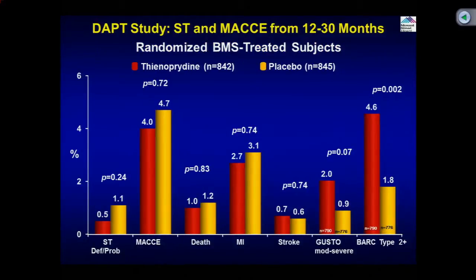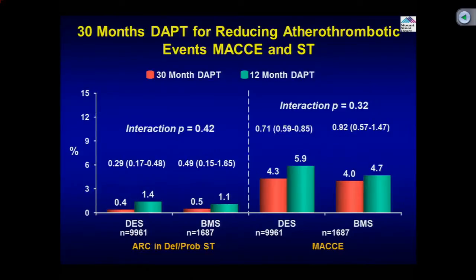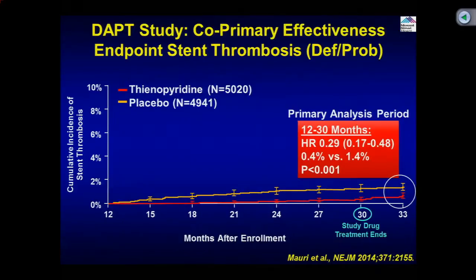Now, then a question came up about the bare metal stent. For bare metal stent, a similar message came: there is a lower stent thrombosis rate, lower MACE rate, and so on, but clearly significantly higher bleeding, as you can see here in the bare metal stent. So you could make the point, although not significant here, that maybe for bare metal stent, because you have higher bleeding, long duration may not be required. And this actually puts things together.